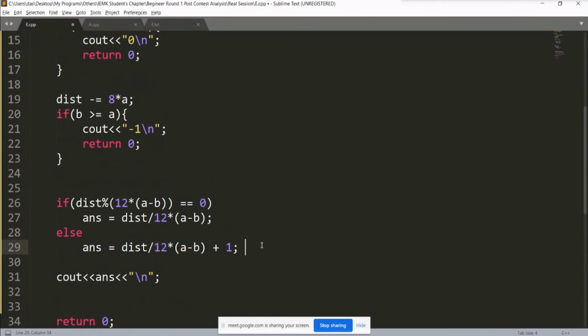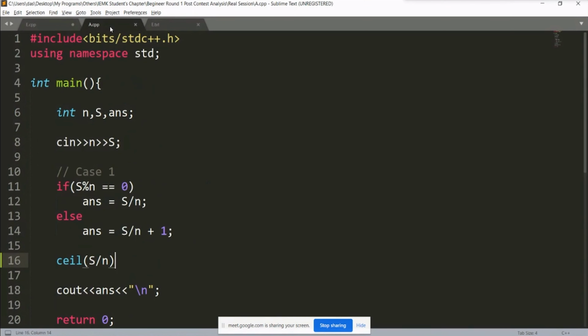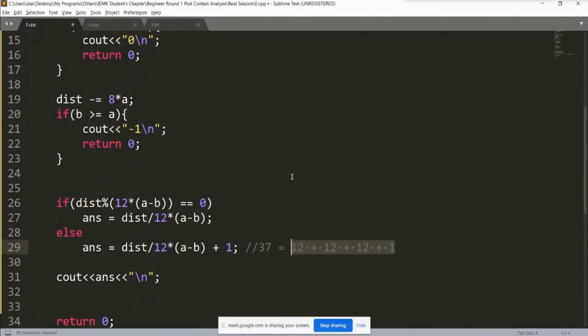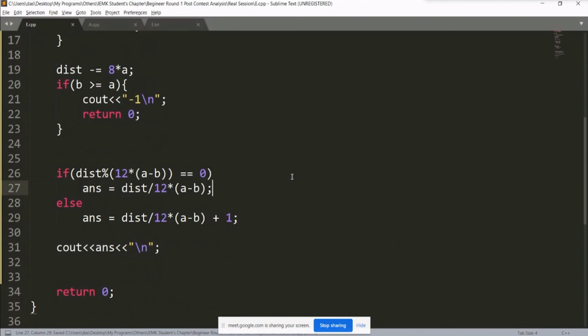And if you want to ask why 12a minus b, because if it is 37 here, say, then it will be again 12 plus 12 plus 12 plus something extra. So to deal with the something extra part, like we did in problem A code also, here also it's the same logic. Or you can use the inbuilt ceil function also. That will also do the thing for you. So are we good here? I mean, any doubts?